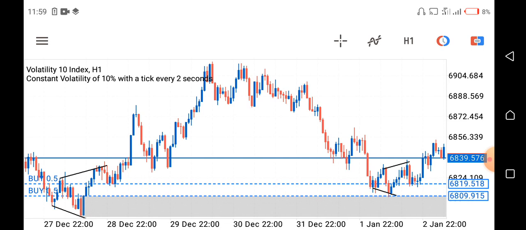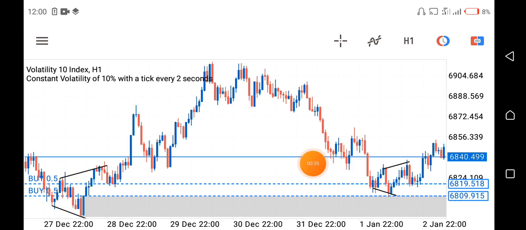So in today's video I'm going to be talking about this nice setup that I got on volatility 10 and volatility 25. First of all, you can see this nice order block, all the way to the right side. Now, as usual, this is the Quasimodo setup.